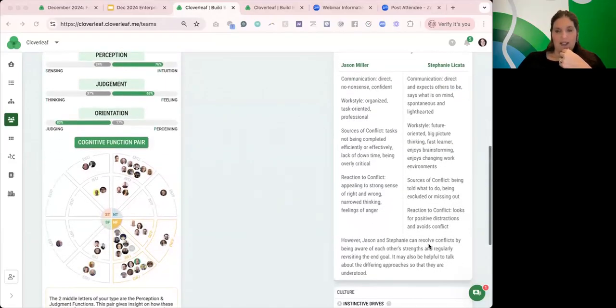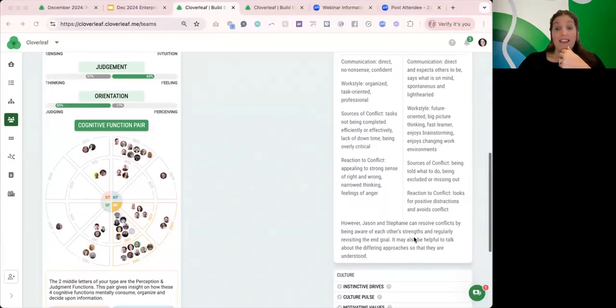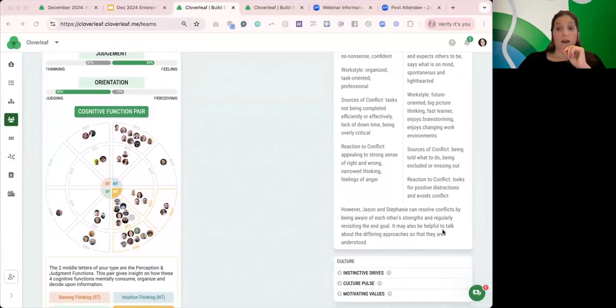Next, you want to look at this conflict resolution advice. It says that Jason and I can resolve conflicts by being aware of each other's strengths and regularly checking in with the end goal. It's also helpful for us to talk about our differing approaches so that we're understood, right? So you really want to look at that and ask yourself, what actions or strategies could we really use to resolve any kind of misunderstanding? How can I use this to make sure that I can create partnership with this person that I'm trying to create partnership with? What adjustments can I make?